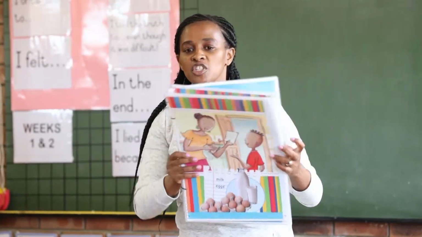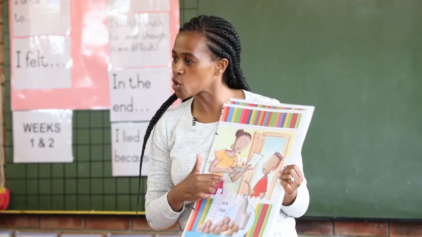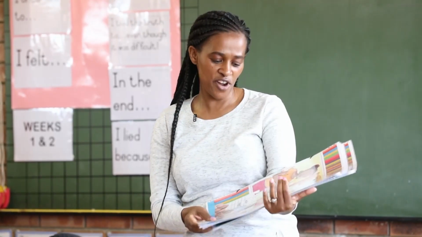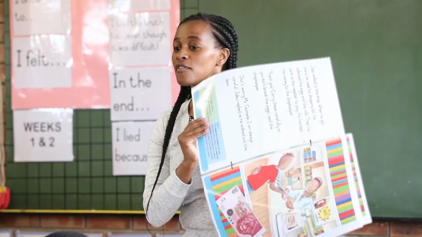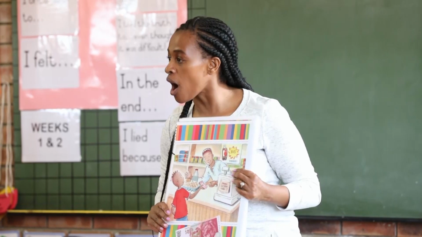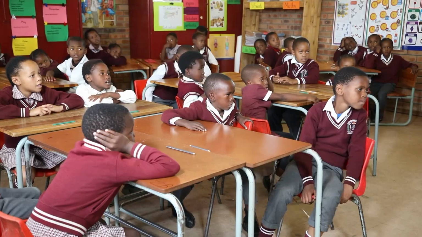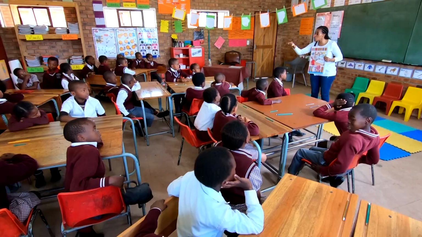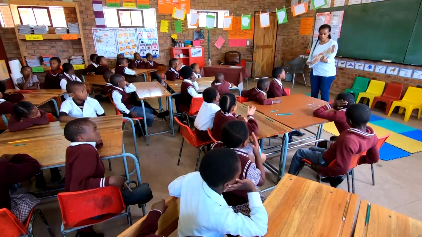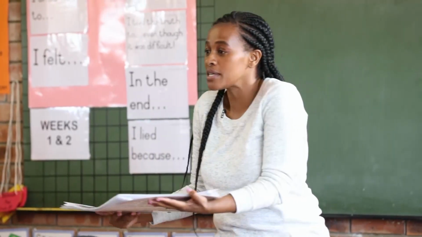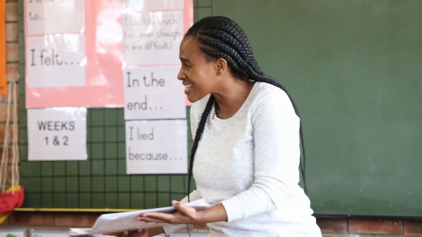Do you remember when Jabu's mom gave him money to go and buy milk and eggs for her? Very good. She gave him money and Jabu went to the shop to buy the milk and the eggs. He gave the money to the shopkeeper and he went out of the shop with the eggs and the milk. I remember him walking carefully, trying not to break the eggs. Do you remember him?